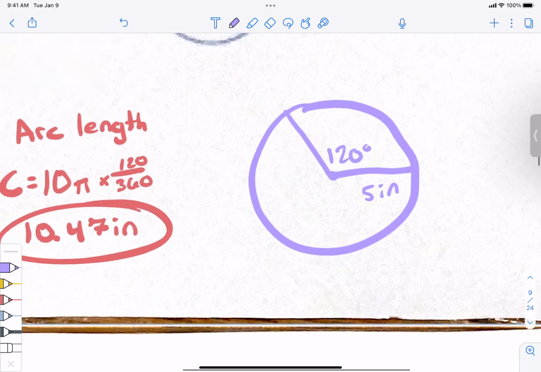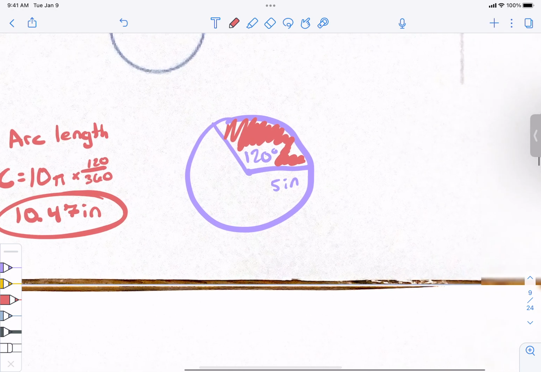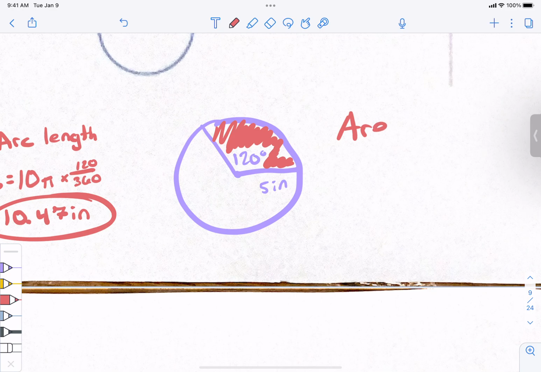Okay, so now we're going to do the same problem, except this time we're going to find the area of the sector, which means like the whole slice of pie that I have right here, right? So we're finding the area. Now total area would be pi r squared. So what would the r squared part be? 5 squared, which is 25.